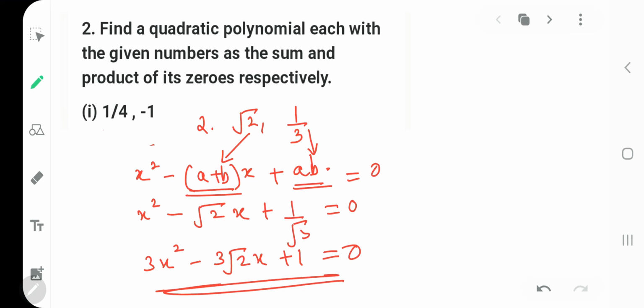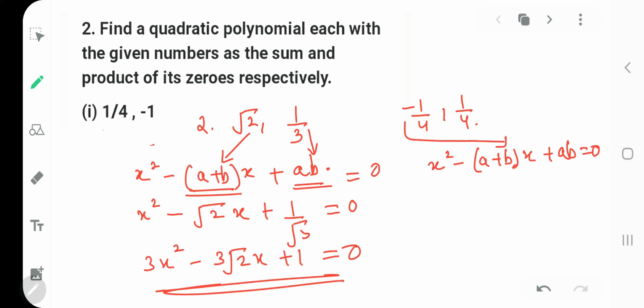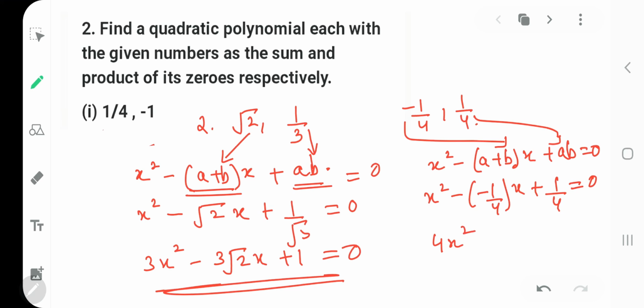Shall we take one more? Okay. Let's take the fifth one, that is minus 1 upon 4 and 1 upon 4. The formula is the same. You have to put this value here and this value here. Take the LCM and that's your answer. Clear? Isn't it easy? Yes. Let's jump on to our next part.